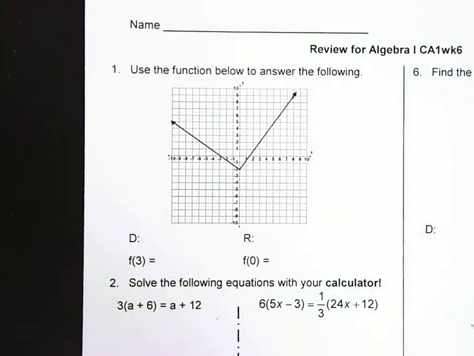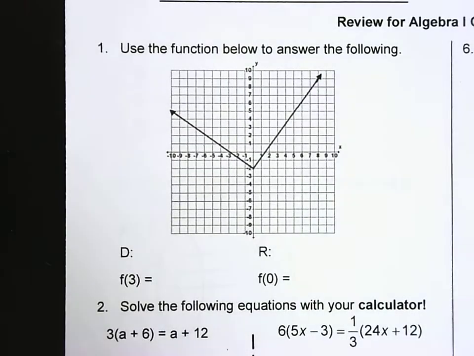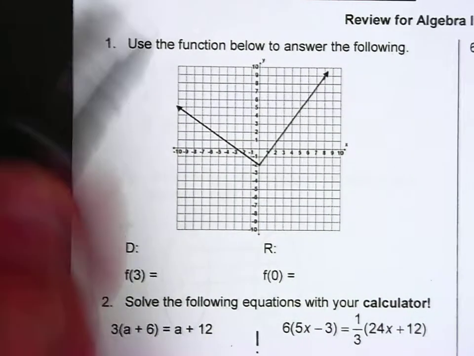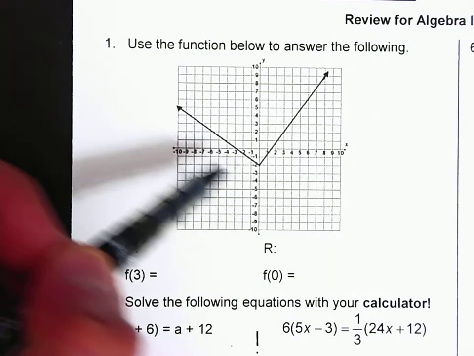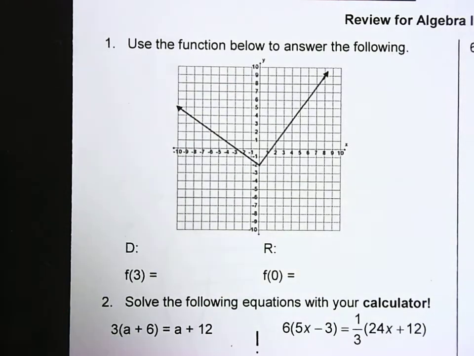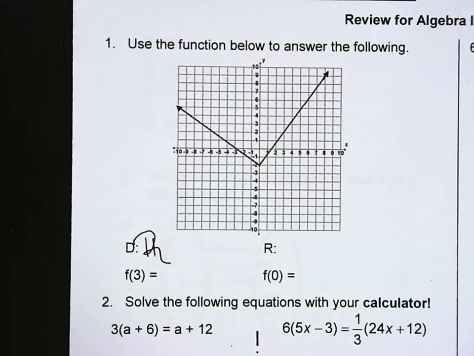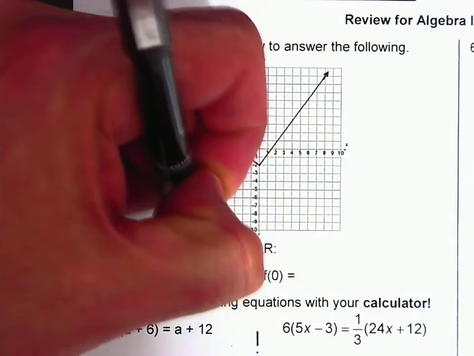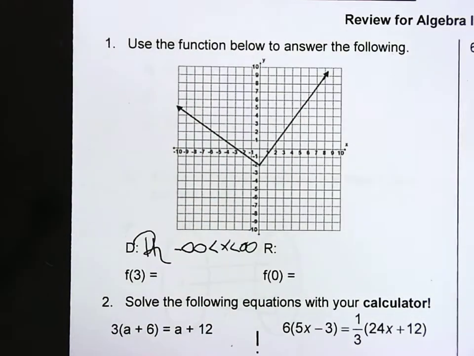Number 1, use the function below to answer the following. So we have this graph of a function, and first of all, they want us to find the domain and the range. Well, the domain is how wide the graph goes, and judging by these arrow tips, the graph is eternally expanding to the left and to the right. So when you have negative eternity to positive eternity, you have what we call all real numbers, or in other words, you have that fancy looking R. You can also have the inequality negative infinity to positive infinity, but that one's not so common.